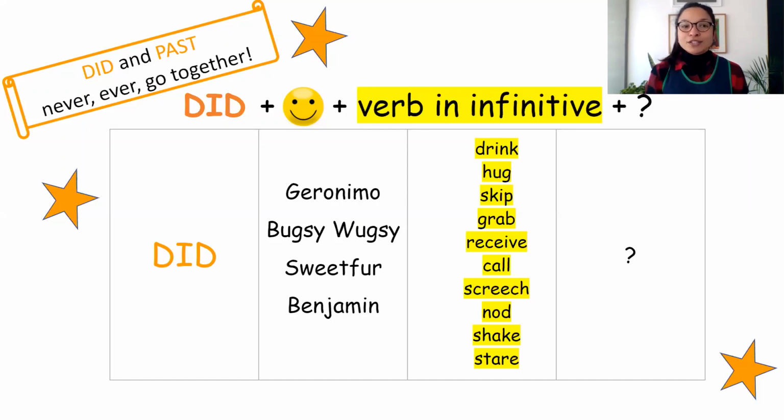So you are going to choose one of the characters and one verb in infinitive. So did Geronimo drink tea? Or did Geronimo drink hot cocoa? Or whatever you like. Remember, these questions are about chapter 1, 2, and 3. Okay, let's do it together.